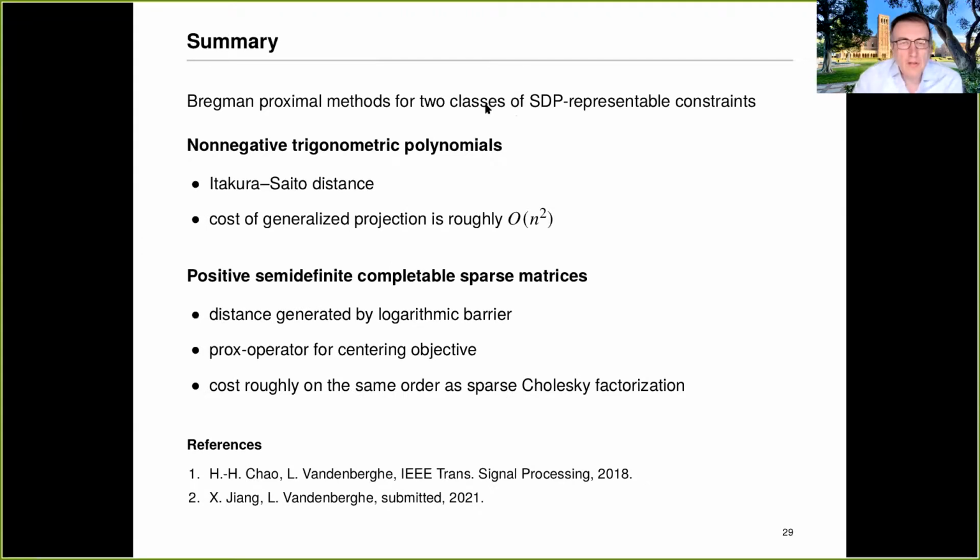And so this is a summary of the 2 topics we discussed, with the references. In both cases, the goal was to reduce the cost of the proximal algorithm by using a Bregman distance that matches the structure in the problem, and to avoid the cost of an eigenvalue decomposition that would be needed in the standard proximal method for the SDP problem.